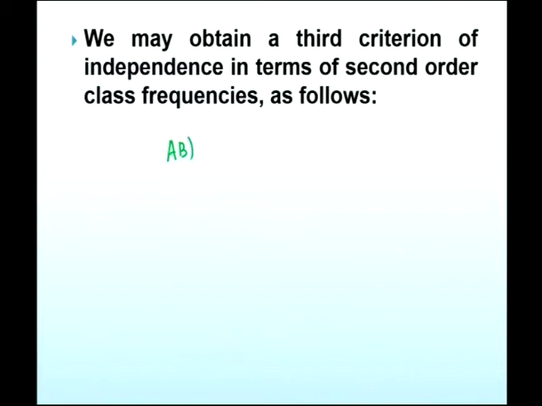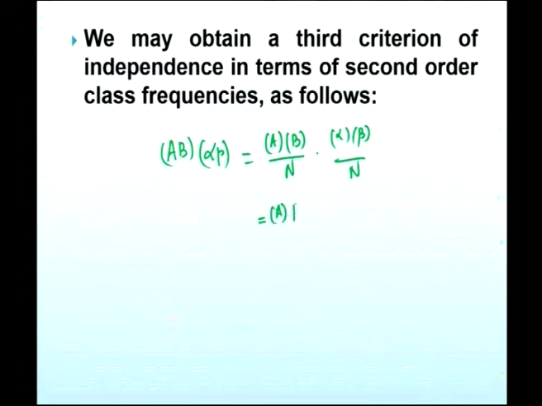AB into alpha beta. AB is A into B divided by N. Then this is alpha into beta by N. Okay, and this can be written as A into beta by N into alpha into B by N.